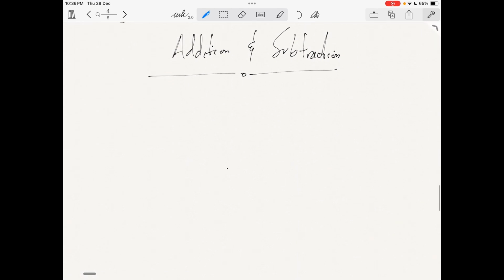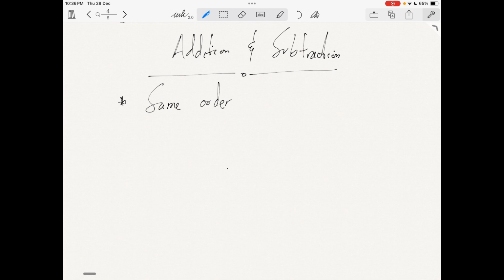Now we want to talk about addition and subtraction of matrices. For matrices to be added or subtracted, the two must be of the same order. It is very important because the sum or difference is determined by adding or subtracting corresponding elements.